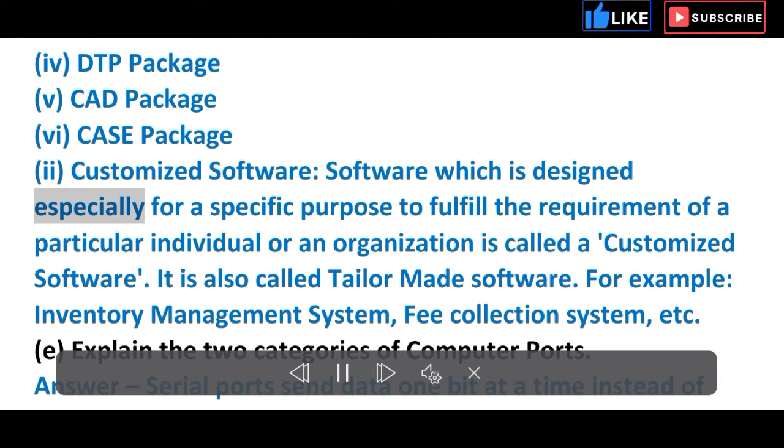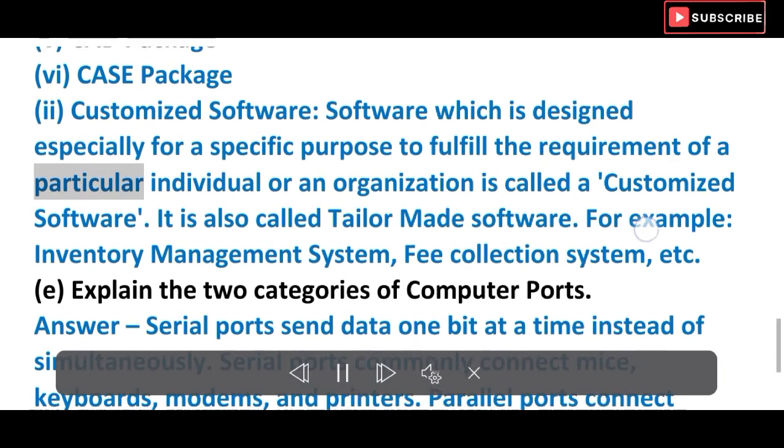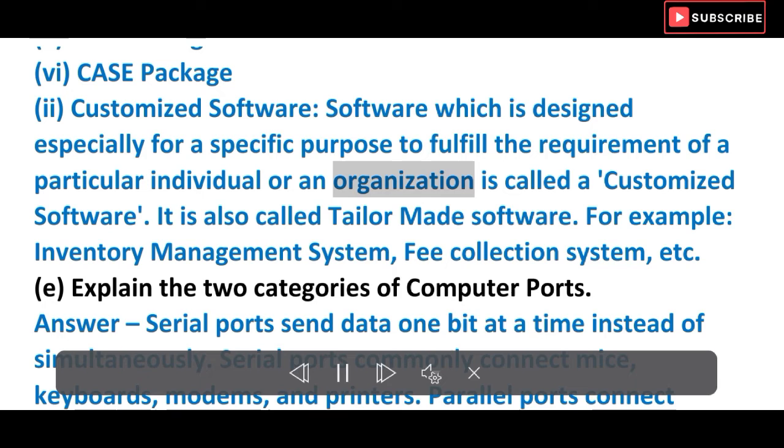II. Customized software. Software which is designed especially for a specific purpose to fulfill the requirement of a particular individual or an organization is called a customized software. It is also called tailor-made software. For example, inventory management system, fee collection system, etc.